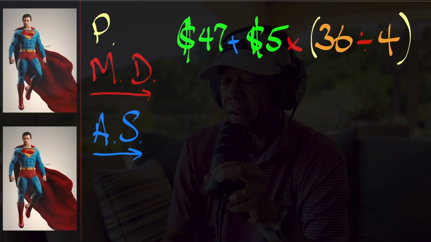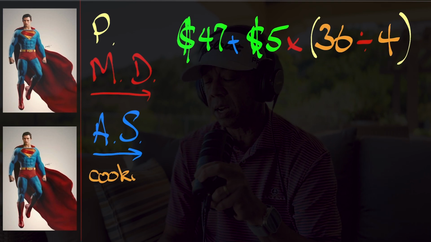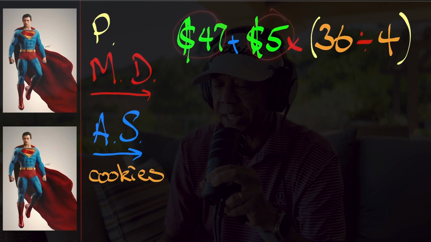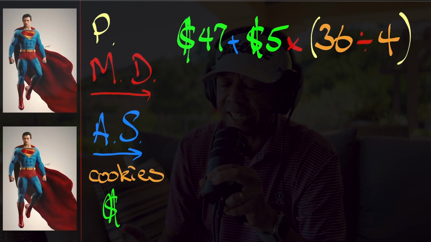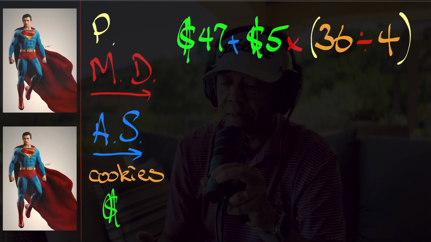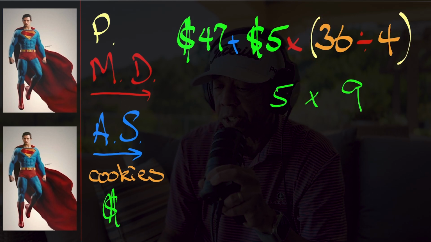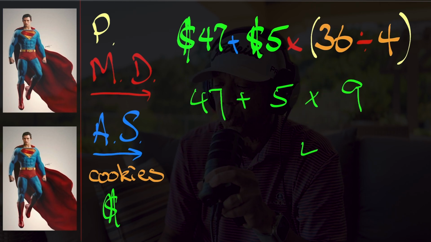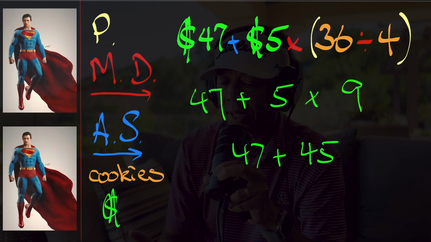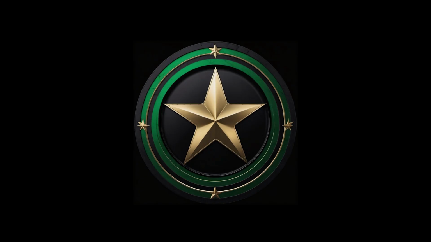The first problem we're going to look at is $47 plus $5 times, in parentheses, 36 divided by 4, which you might see is orange because orange stands for cookies and the green stands for money. We're going to think that a kid is getting packets of cookies being sold at $5 a piece, and she had $47 first. So we start off with 36 divided by 4, which is 9, and simply rewrite the problem. Between multiplication and addition, I do multiplication first. 5 times 9 is 45, plus 47 gives us a sum of 92.